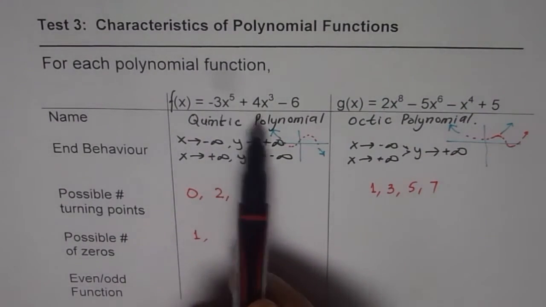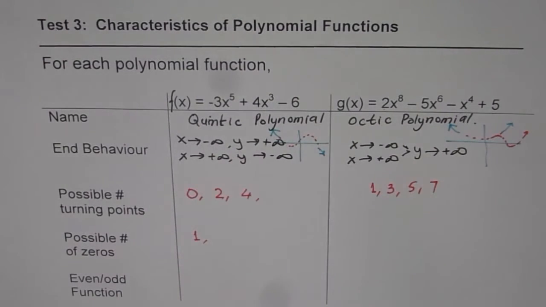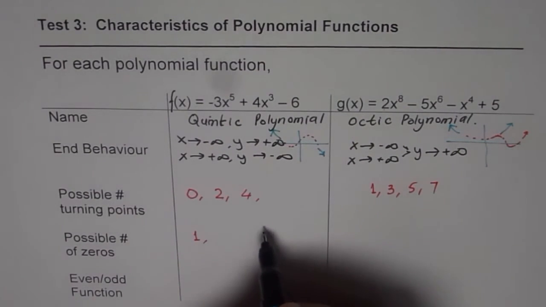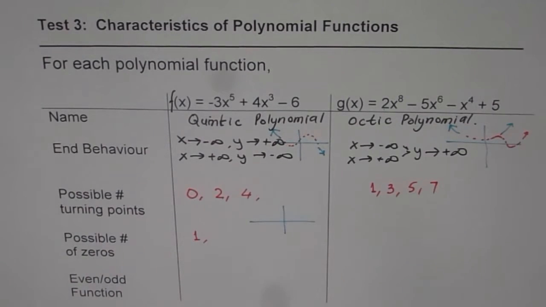Now degree 5 can have 5 zeros, right? Maximum number. So let's write down all the maximums. I'll just sketch here approximately how many turning points to show you, right?